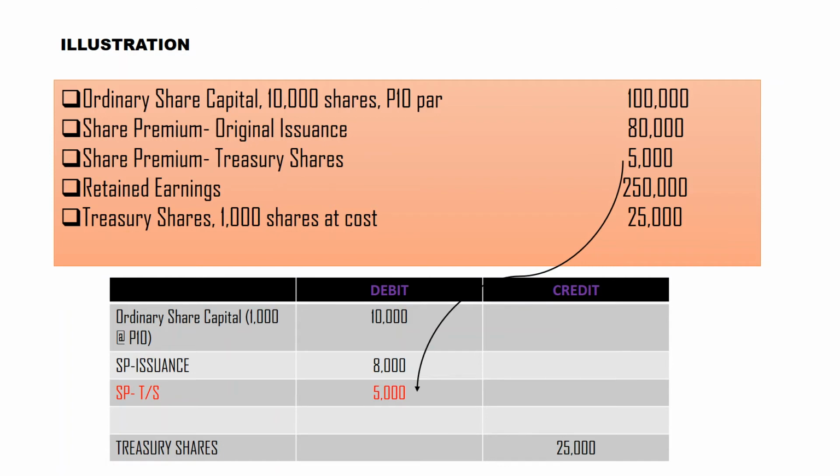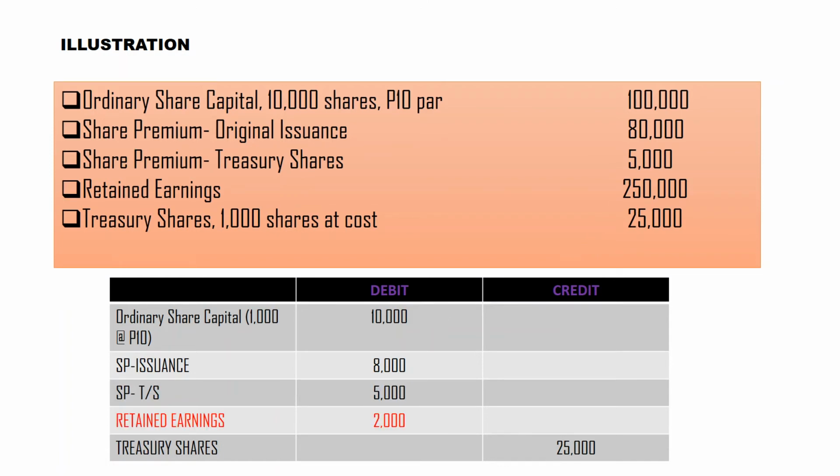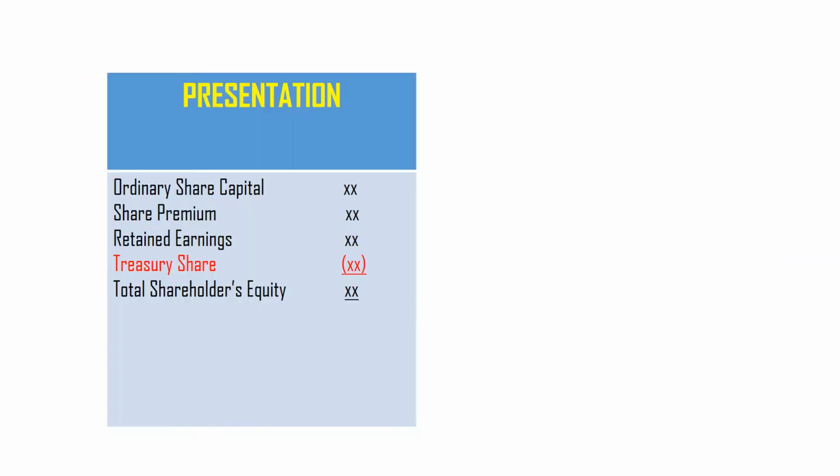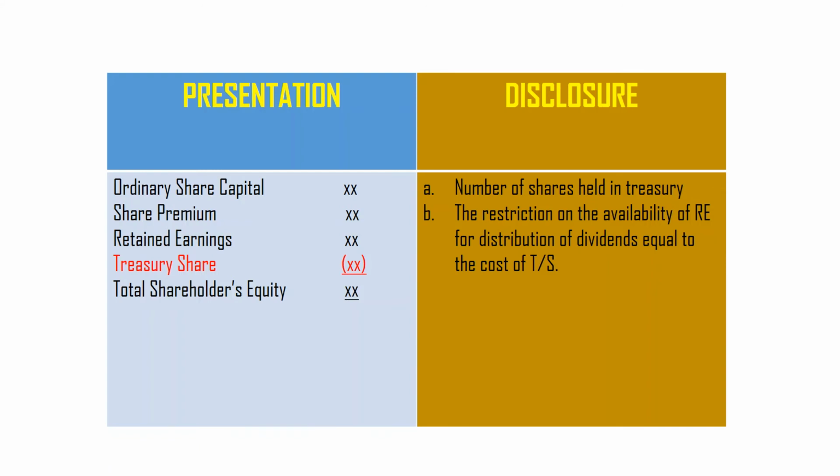We also debit the retained earnings account in the amount of 2,000 to cover the resulting loss in the retirement of the treasury shares. For the presentation of the treasury shares, we can observe that the cost of treasury shares is deducted from the total shareholders' equity. For the disclosure, we disclose the number of shares held in treasury and the restriction on the availability of retained earnings for distribution of dividends equal to the cost of the treasury shares.